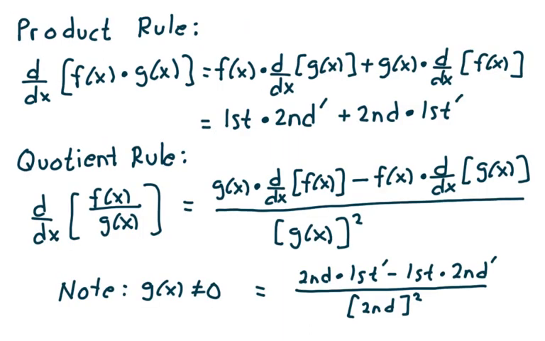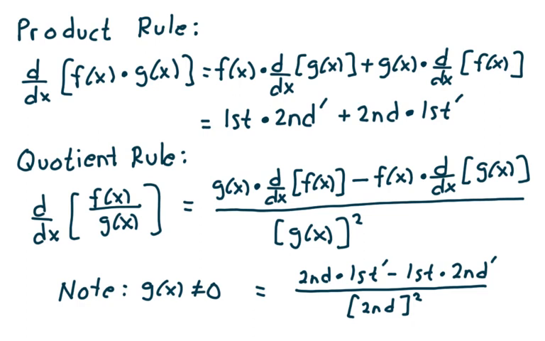Now, let's take a look at the product rule. The derivative of f of x times g of x with respect to x is equal to f of x times the derivative of g of x with respect to x plus g of x times the derivative of f of x with respect to x.